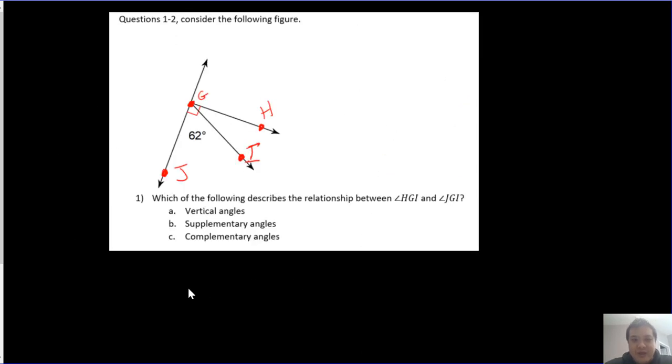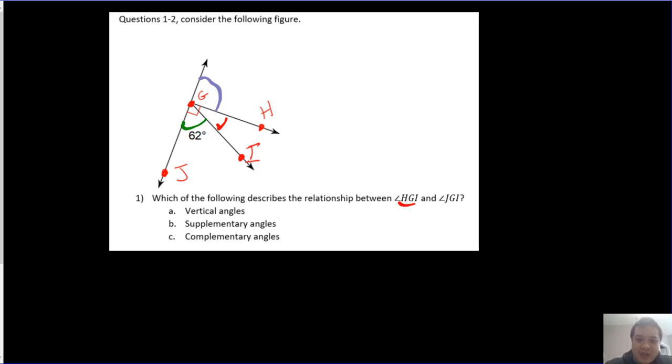So let's take a look at this figure right here. It says, which of the following describes the relationship between HGI and JGI? First off, we have to identify which angles are HGI and which ones are JGI. I'm going to color each one of these angles. There are three angles here. Which one is HGI? HGI is going to be the red one.